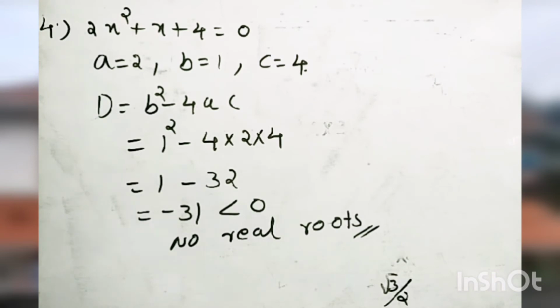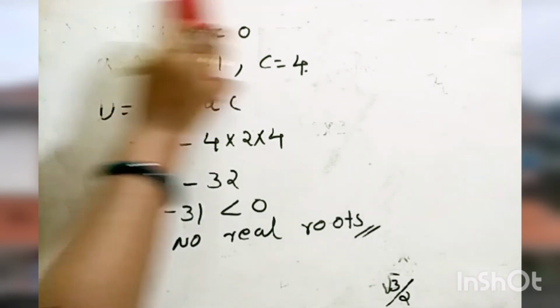Okay. Now again by using this b square minus 4ac, we are going to do some more questions. That is, find the nature of the roots of the following quadratic equation. If the real roots exist, find them. That is our question. First we need to find out the nature of the roots. Then if the real roots exist, we need to find out the roots also.